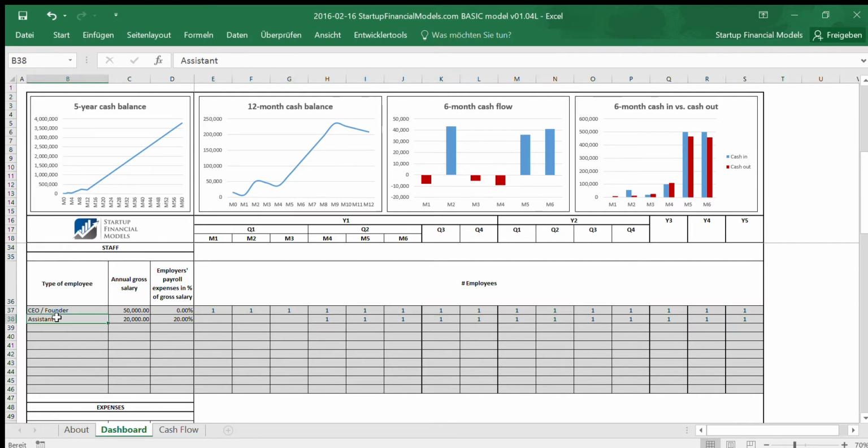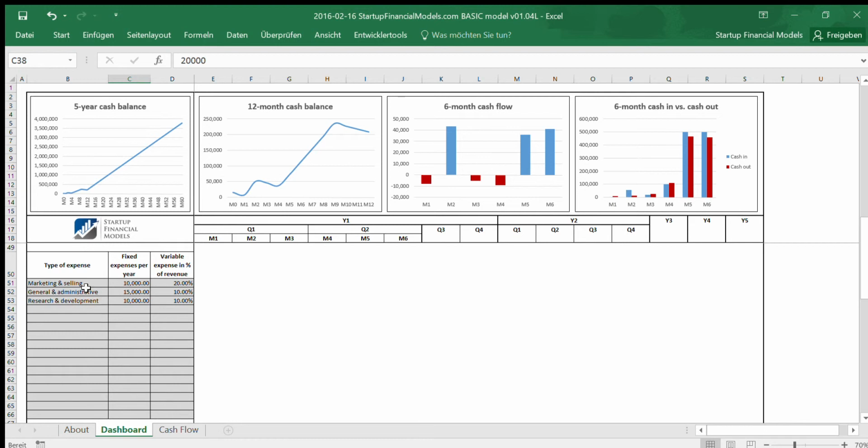And then there's an assistant that we hire in month 4, so there's nothing for the first 3 months, but then we hire 1 and keep him on. And he makes 20,000 a year, and we have to pay 20% overall on top of the gross salary for payroll expenses.